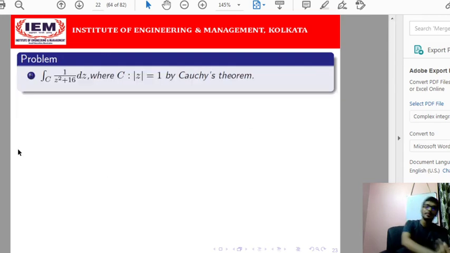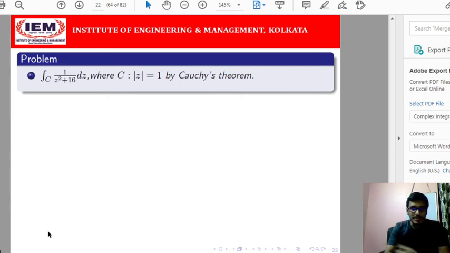Then one example you need to solve. This function is given: the integral of 1 by z square plus 16 dz. So f(z) is 1 by z square plus 16. Now we know that this will be differentiable at each and every point apart from where z square plus 16 equals 0. That means z is plus or minus 4i. Apart from these 2 points, it will be differentiable at every point. The curve is given as mod z equals 1, which means a circle whose center is at (0, 0) and radius is 1.